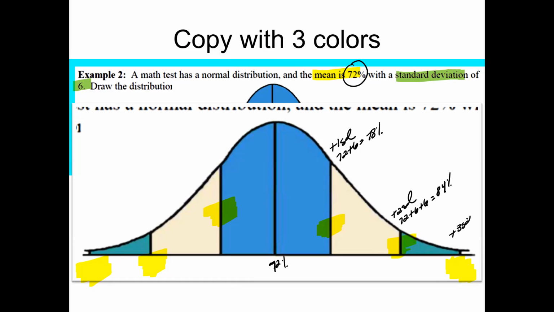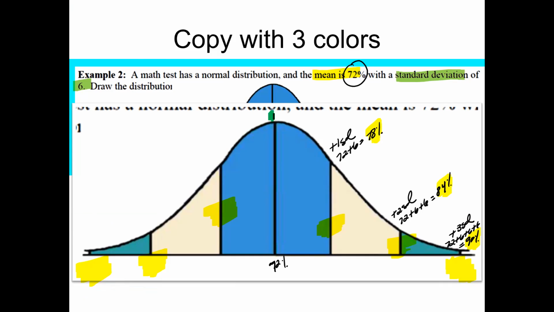So if I got 84%, that means I'm 2 standard deviations above the mean. And then if it's 3 standard deviations, it will be 72 plus 6 plus 6 plus 6, which is going to equal a 90%. Okay? So that is how you break it down with standard deviation: you basically just add the standard deviation to the mean once for 1 standard deviation, twice for 2 standard deviations, 3 times for 3 standard deviations. Okay, then with that said, let's go and take a look at the left side of that.